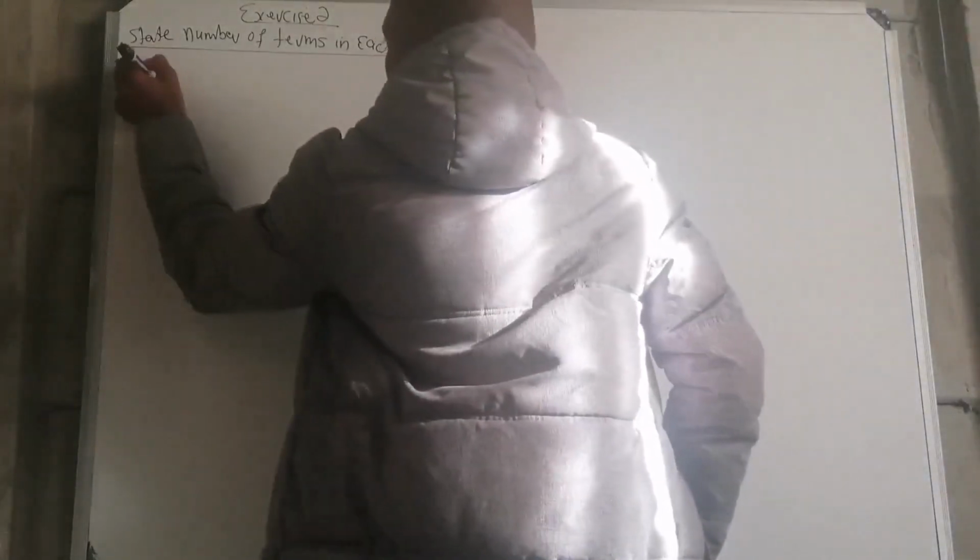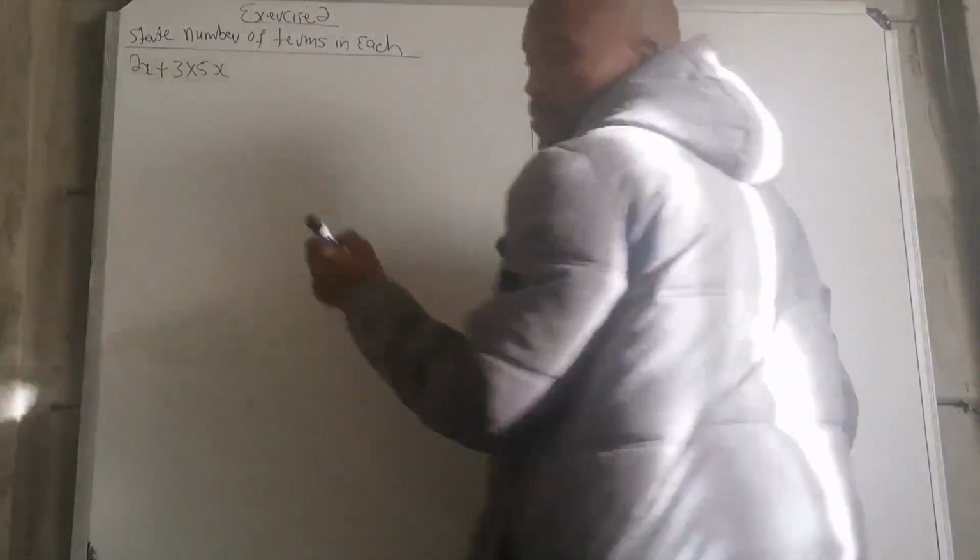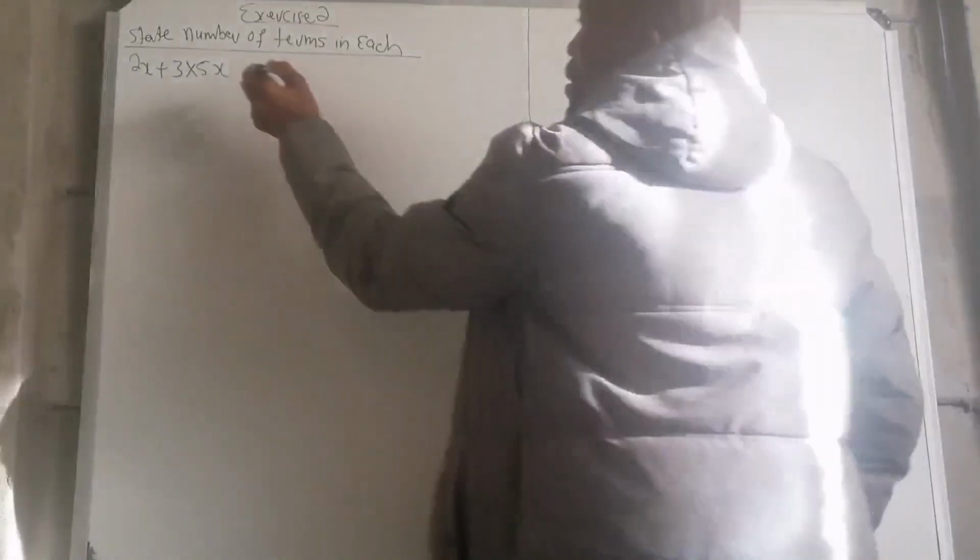We'll try to look at first simple problems that everybody can be able to solve. From simple, we will go to moderate ones, and then from there, we will escalate to the most difficult ones. So, for example, you are provided with 2x plus 3 times 5x plus 1. And they say that we should state the number of terms in each.